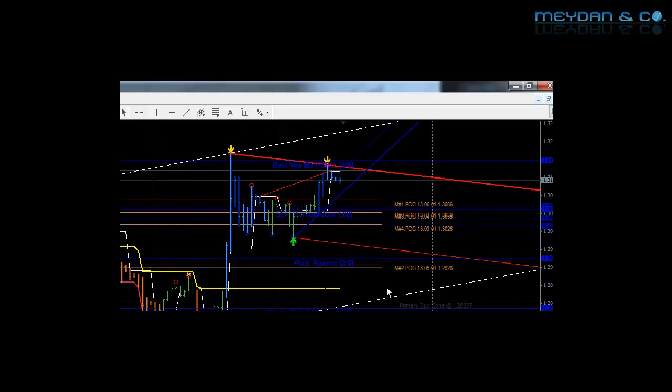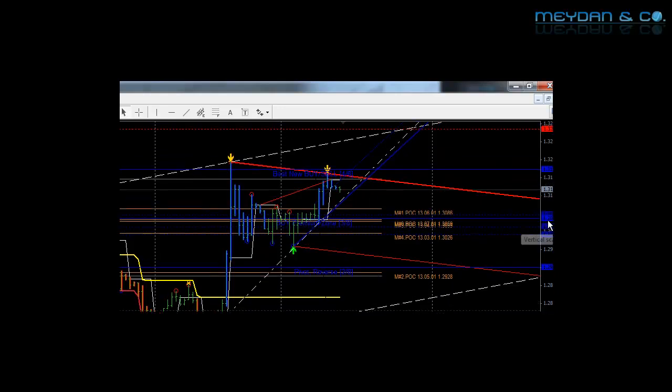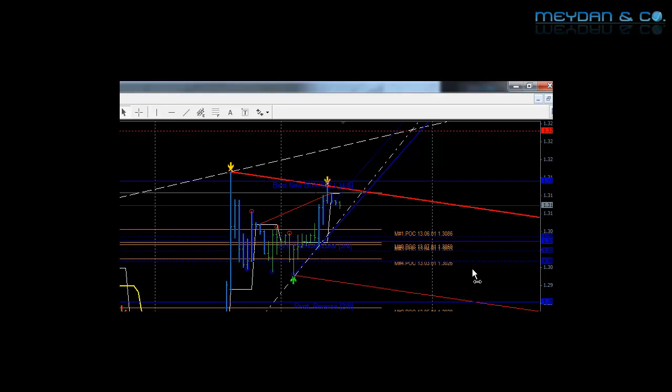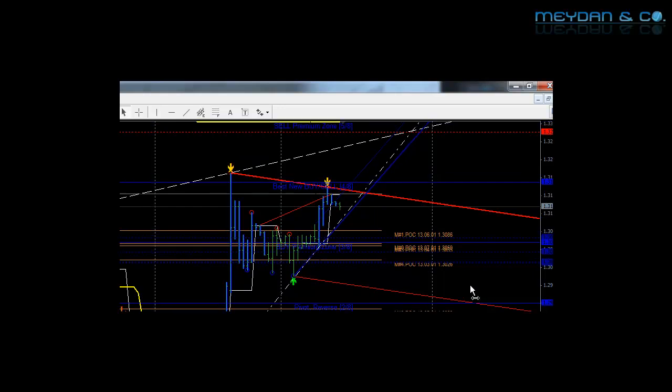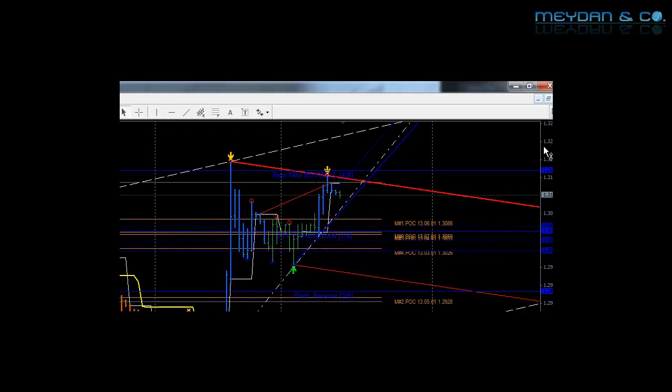Okay, now we've got the euro dollar. Yesterday we said we were going to follow the trend, as you may recall. Our line was like that, and we said we were going to follow the trend, and that's what we did. Basically, we followed the trend. Now what we're going to do is this. The market obviously still is going up.